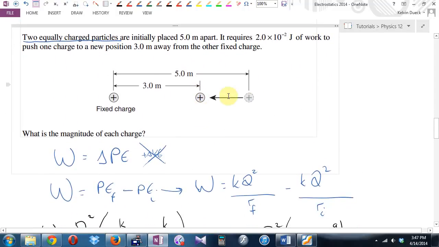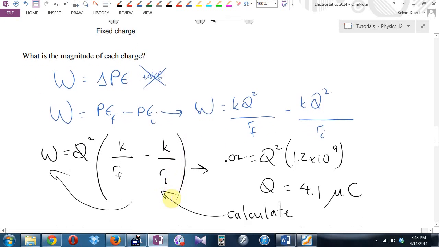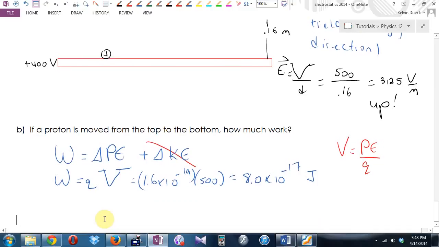Going back to this one with one fixed charge and one moving charge, definitely you can expect how much work to move the charge in. Here we took it another extreme and I told you the work and we had to find Q, but if I told you Q, you could certainly find the work. Looking at my notes from previous tutorials, what else did I do a big bugaboo on? Electric field, check.